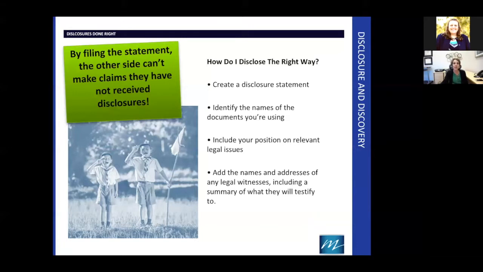And then you need to include also the names, addresses of witnesses, and a summary of what they will testify to. Because you have a right to know if your ex is going to try to bring his mom in to say that your daycare provider is a bad daycare provider and why. Make sense? And remember, expert witnesses have to be disclosed 60 days in advance. So they've got to be on that disclosure statement, and we need to know who they are and what it is that they're going to say.